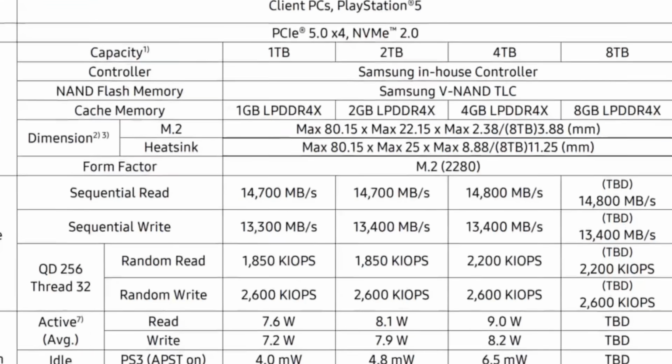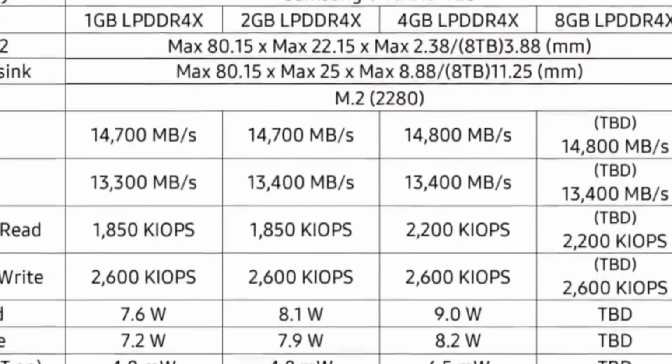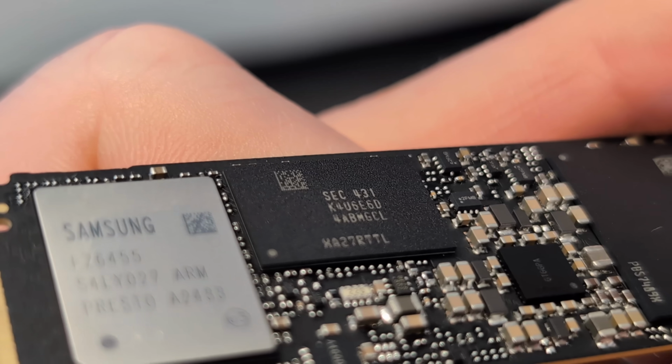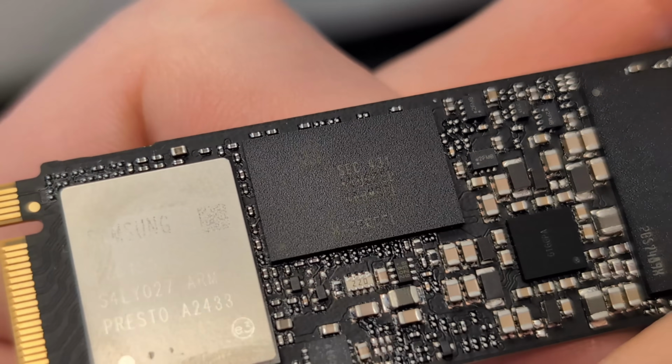NAND on either side of that PCB? They are reporting performance numbers of 14.8 over 13.4 gigabytes per second read-write respectively. Now, alongside that performance, there's also 1, 2, 4 and 8 gig of LPDDR4 DRAM. This isn't DRAMless like the 990 Evo or 990 Evo Plus. This is a proper traditional SSD.